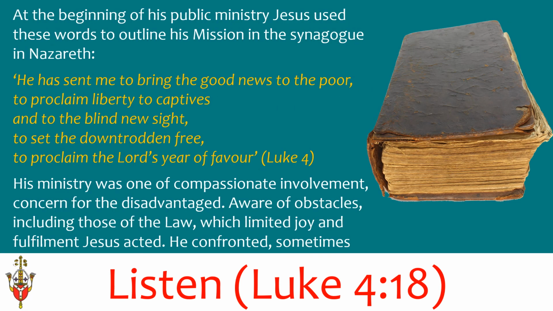At the beginning of his public ministry, Jesus used these words to outline his mission in the synagogue in Nazareth. We just listened to them there, and this idea that his ministry was one of compassionate involvement, and he was really concerned with people who were disadvantaged. We sometimes say those people are marginalized, so they're on the edges of society, and they don't really feel like they belong, and racial justice is a big part of that.